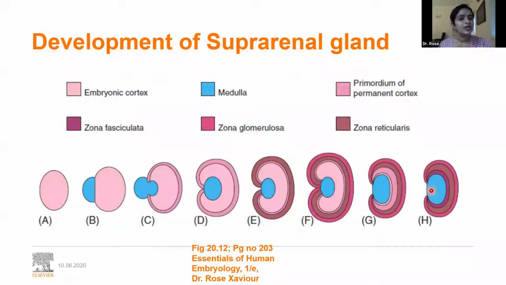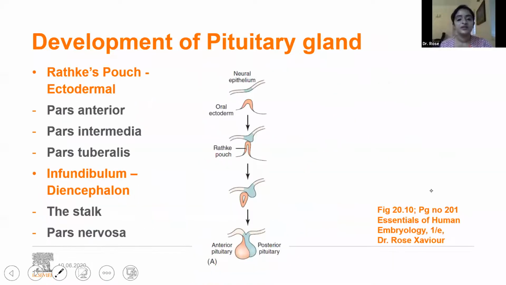I would also like to add the development of pituitary gland. Again, pituitary gland is derived from two different sources. The first one is the ectodermal pouch. Here you have the oral cavity or the pharynx, and from the pharynx you have a diverticulum forming, and that is known as the Rathke's pouch, or this oral ectoderm is actually giving rise to Rathke's pouch once it gets pinched off from the oral cavity.